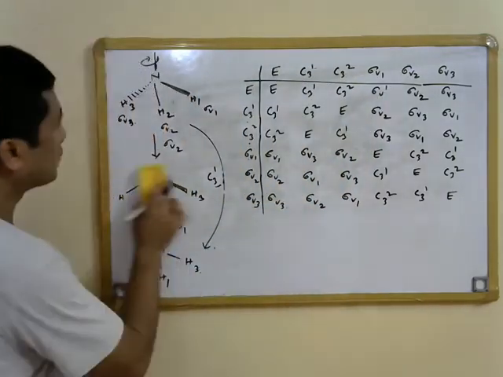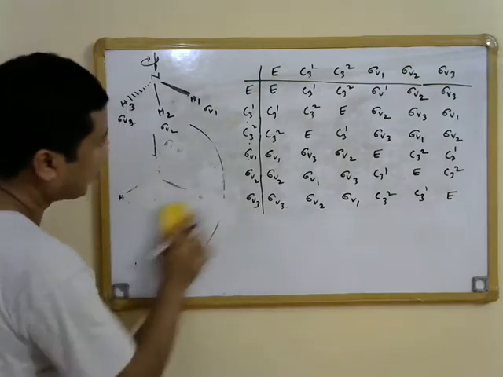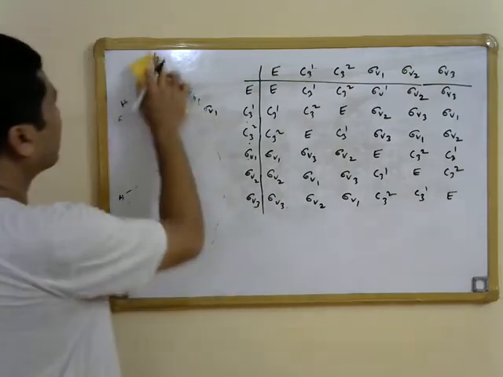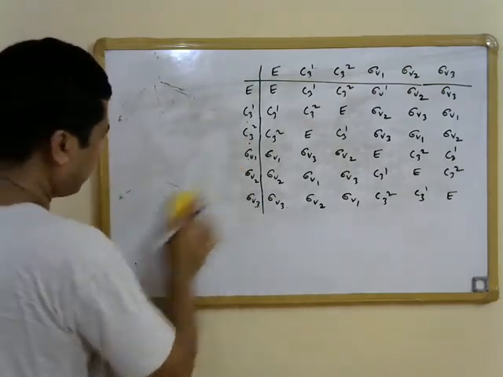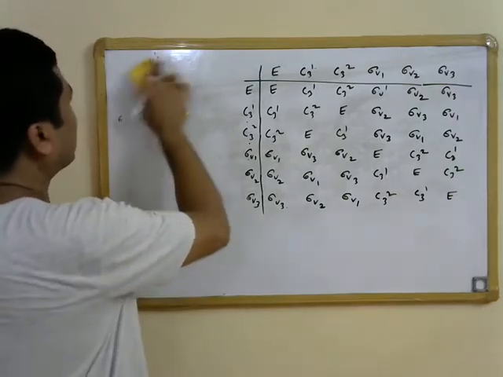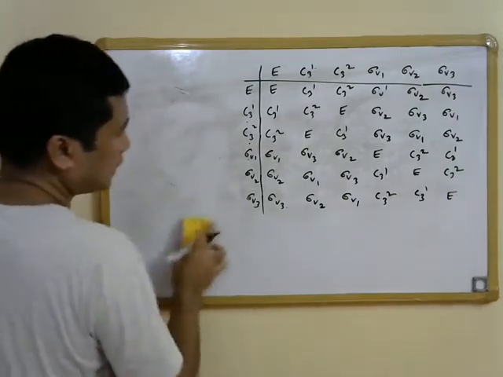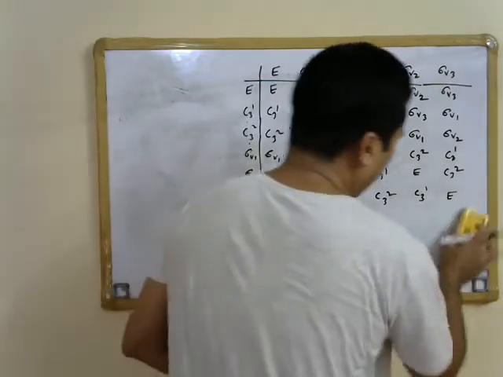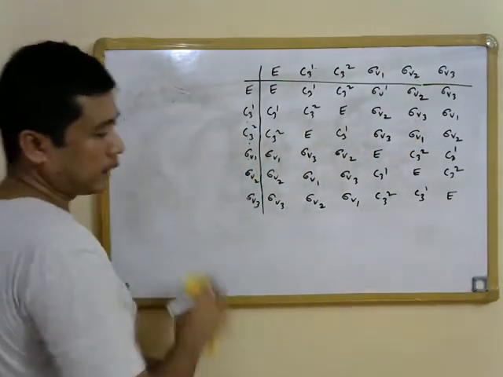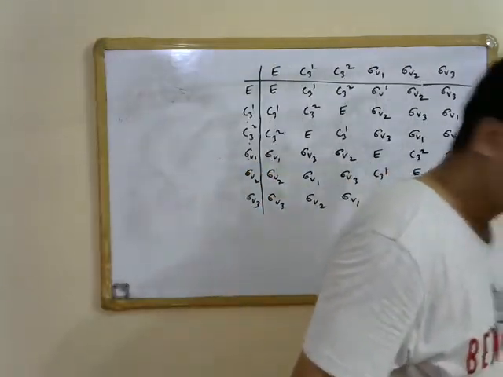So we have found out all the products, or we have computed the group multiplication table over here by doing all these symmetry operations. Now we can find out the classes or the conjugates of each of these elements. So in order to do that, we will proceed systematically.